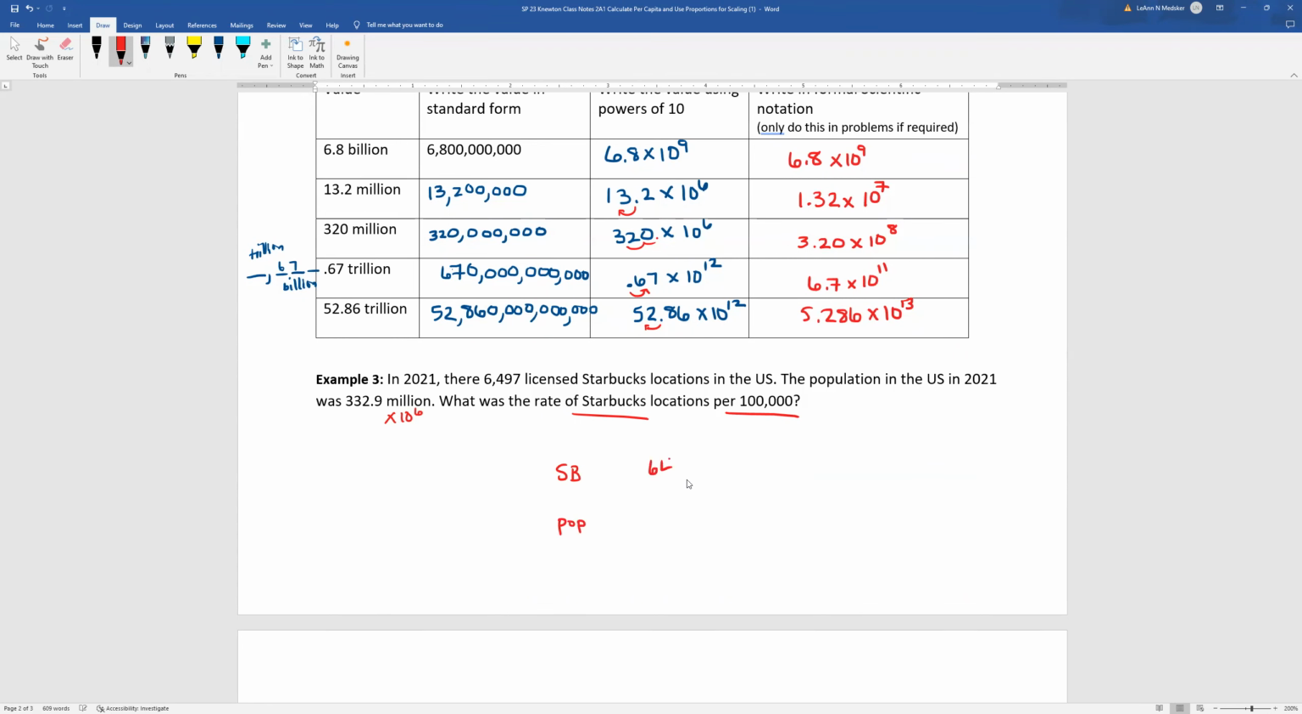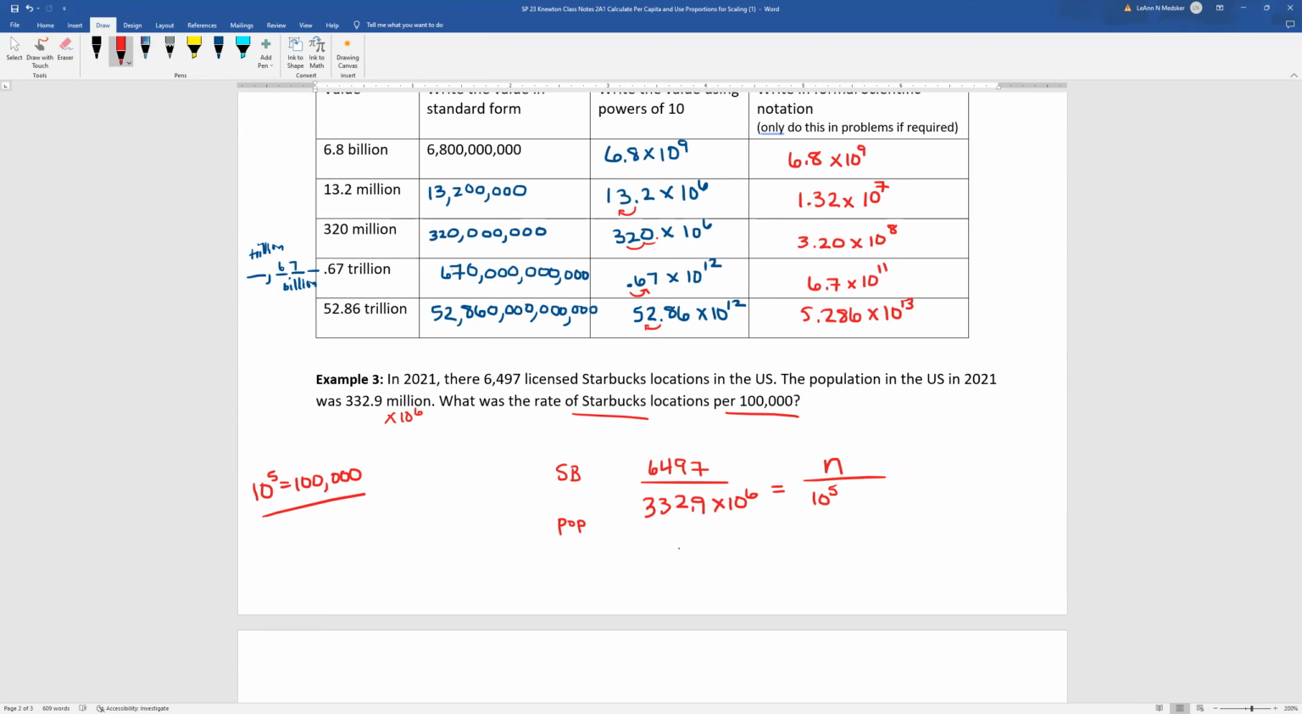We knew that we had 6,497 Starbucks out of 332.9 times 10 to the 6 people. I don't know how many Starbucks that is per every 100,000 people. And again, I'm actually going to write this time 100,000 is 10 to the 5th. Because remember, we learned when we have a number with a 1 and a bunch of zeros, it is 10 to the number of zeros after our 1. So that's 10 to the 5th. So writing it like this will make this a little bit easier to do the problem.